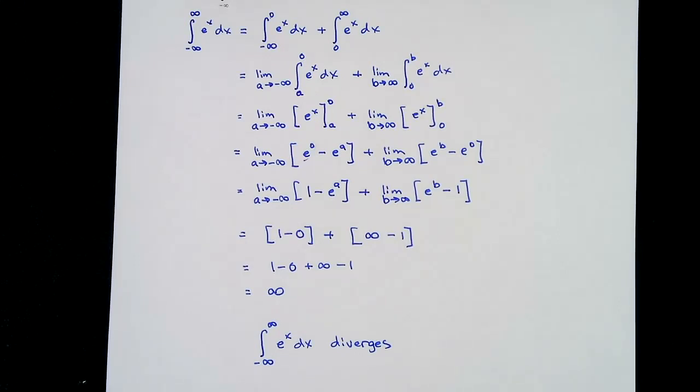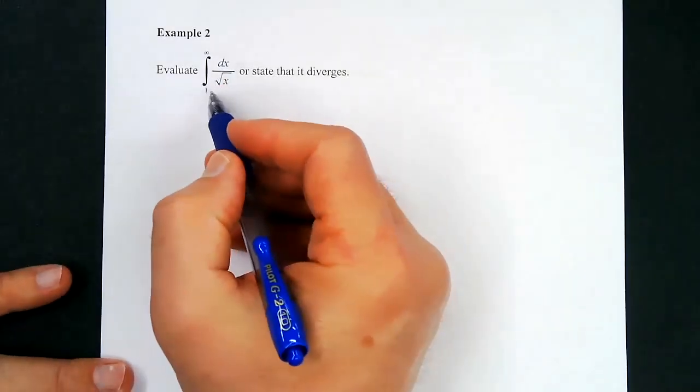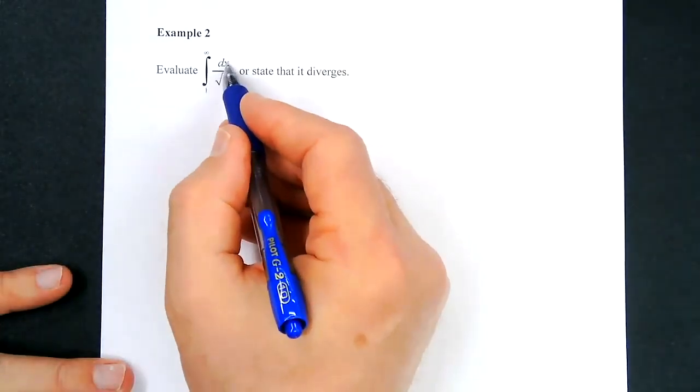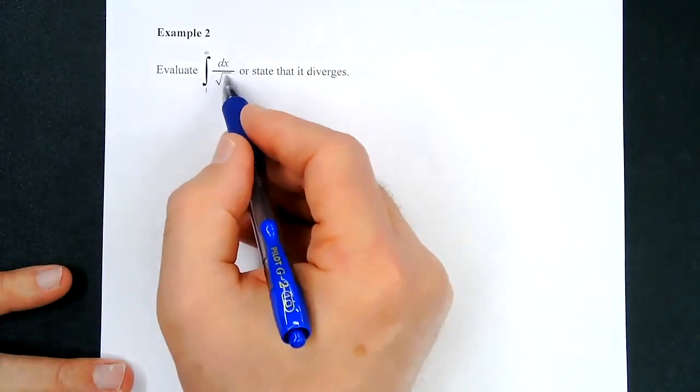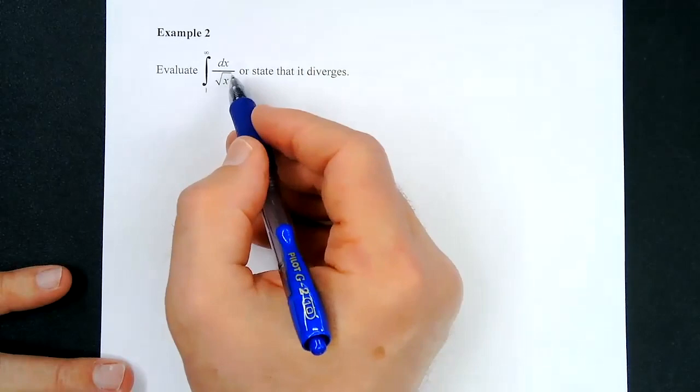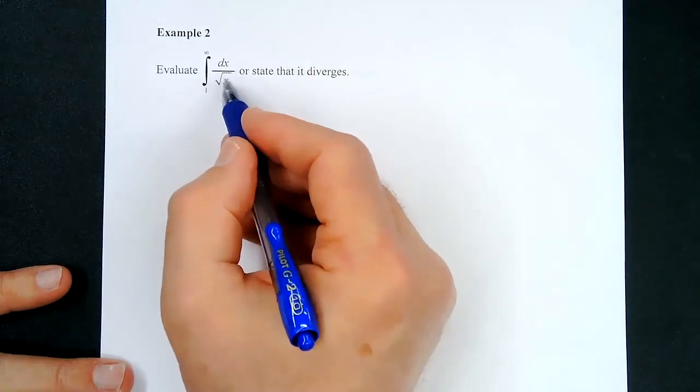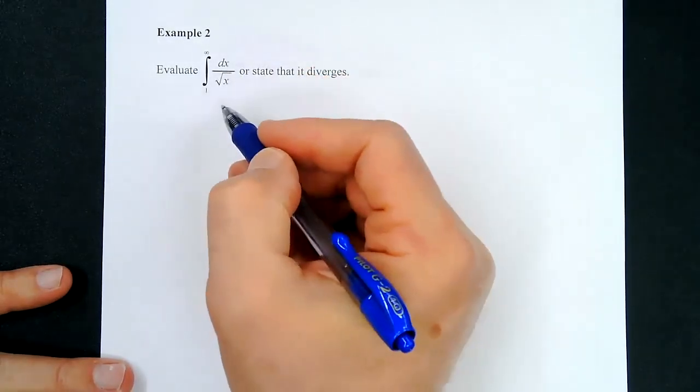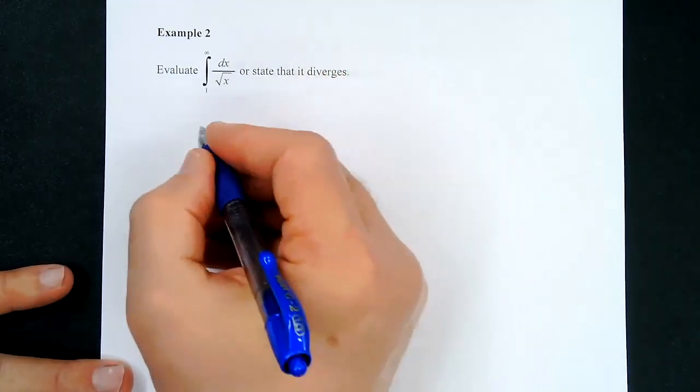All right, so now let's take a look at the next example, and we still have all of our techniques for integration: integration by substitution, integration by parts, partial fraction decomposition. We have all of those things. So for this one, we want to evaluate the integral from 1 to infinity of dx over the square root of x. So I would rewrite this as x to a power. And so the square root means we're going to have a 1/2 power, and since it's the denominator, we're going to have a negative 1/2 power.